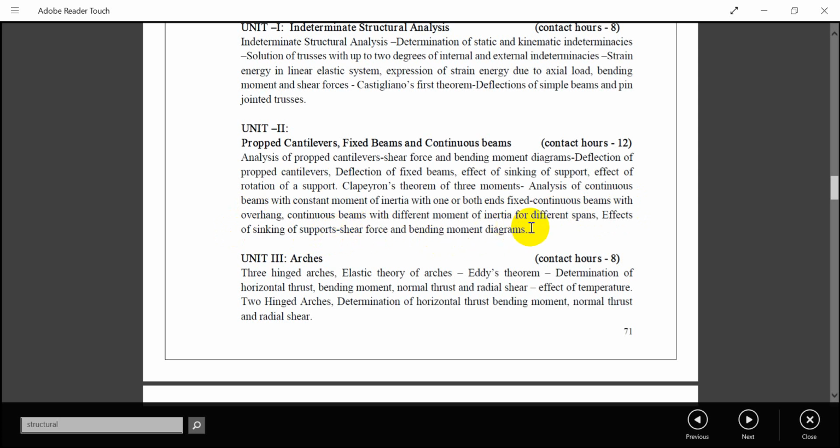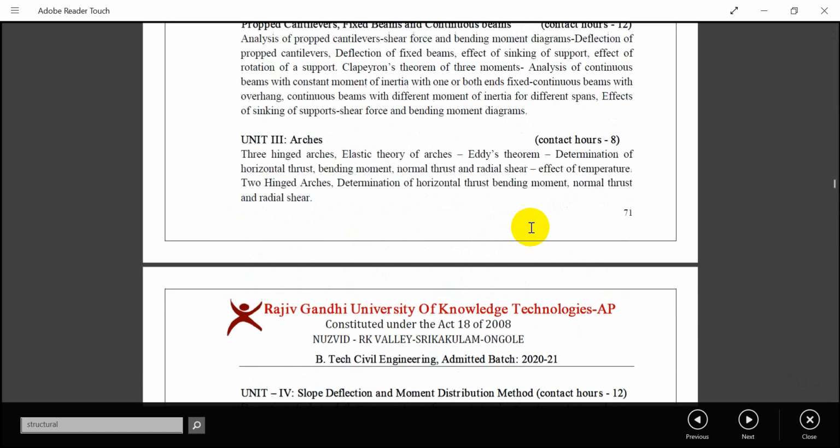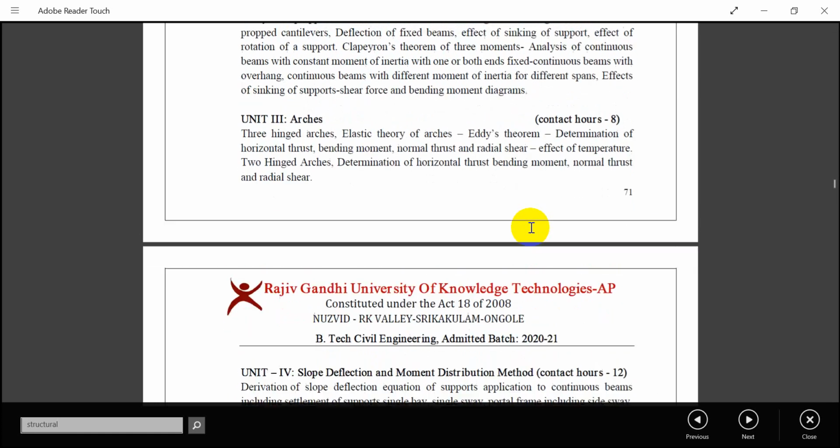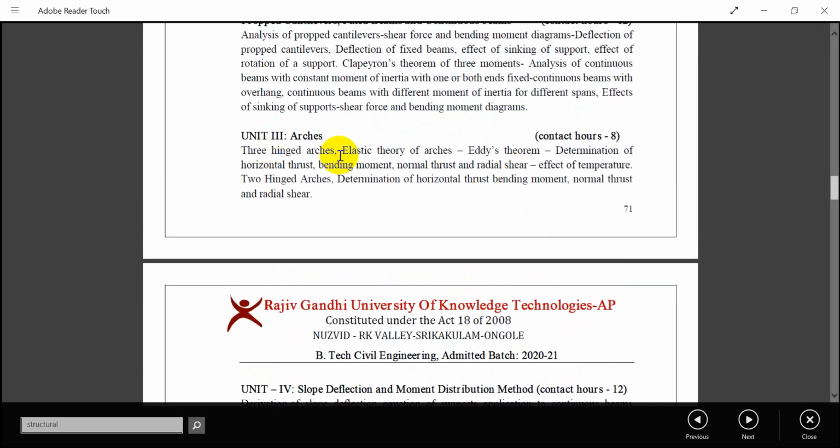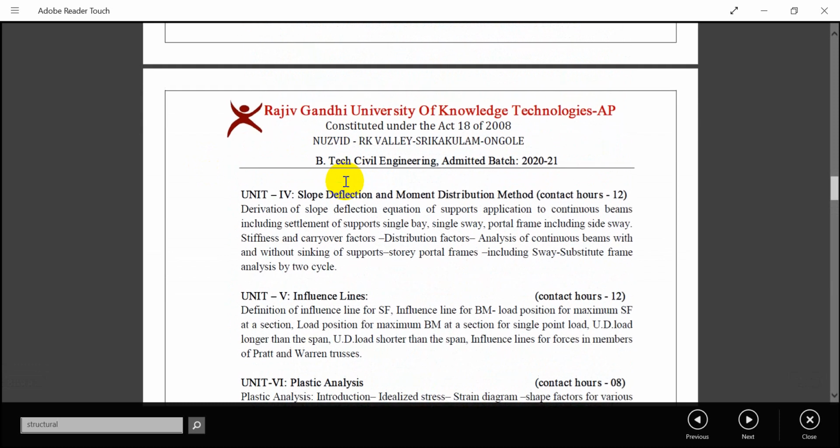Okay, that's the syllabus, the end of the second unit. So the third unit is arches. It requires so much syllabus. Three-hinged arch, Eddy's theorem, determination of the horizontal thrust, bending moments, and also two-hinged arches are included. Okay, too much syllabus. And also slope and deflection method.